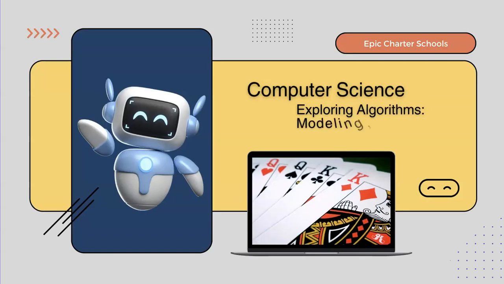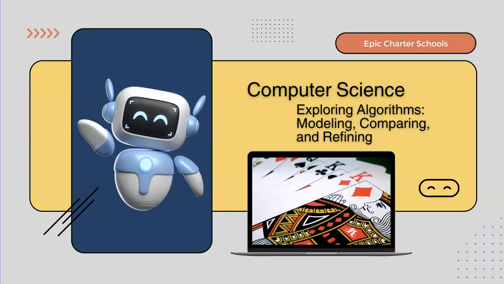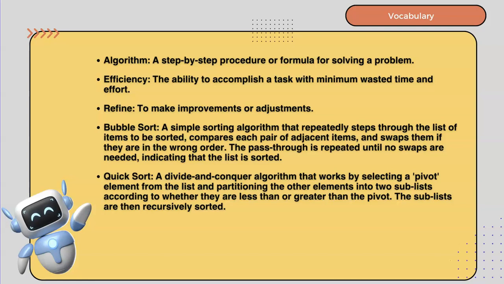Welcome back to your computer science course, Exploring Algorithms: Modeling, Comparing, and Refining. Let's take a look at this week's vocabulary. Algorithm: a step-by-step procedure or formula for solving a problem. Efficiency: the ability to accomplish a task with minimum wasted time and effort. Refine: to make improvements or adjustments.